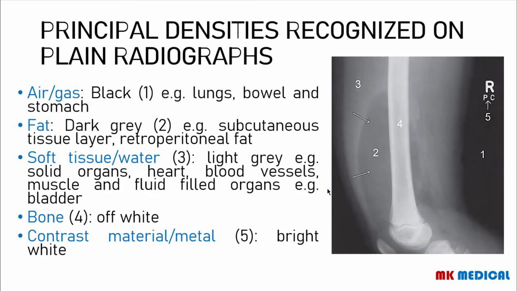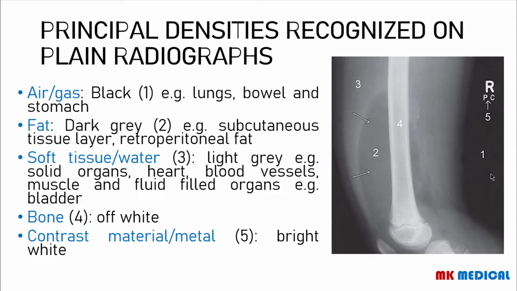So it means that principally you have pretty much five different densities, or quote unquote five different colors that you can see on the x-ray. So you have air or gas that's going to be appearing black, which is denoted by number one here. So the lungs, which have air in them, the bowel, if they have air in it, the stomach, which has air in it, is going to be appearing dark. So as we can see here on this radiograph that is depicted on the right side of your screen, the air surrounding this leg, this is of course an X-ray of the lower limb, is going to be appearing dark.